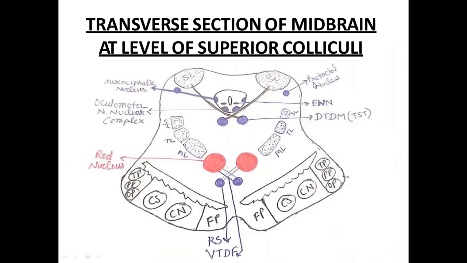So these are all the features which we have seen. The transverse section of the midbrain at the level of the superior colliculi: we have seen in the central gray matter the oculomotor nucleus. The nuclei of the two sides fuse to form a single complex, that is, the oculomotor nerve nuclear complex. Then we have seen the Edinger-Westphal nucleus in the central gray matter.